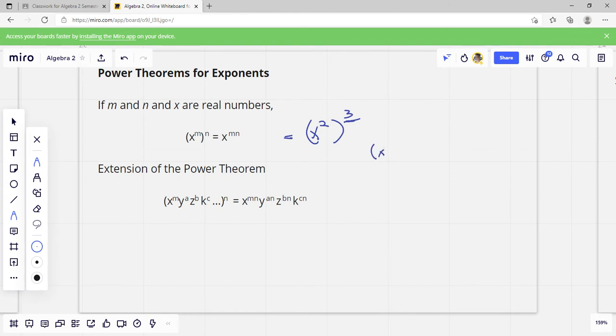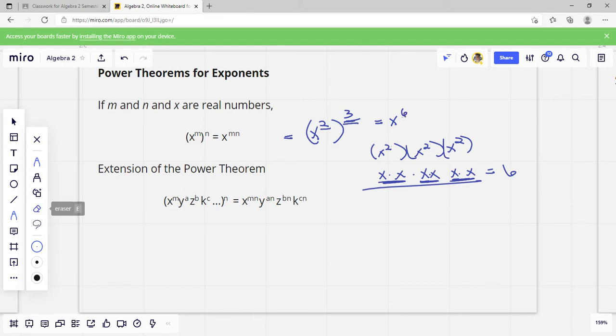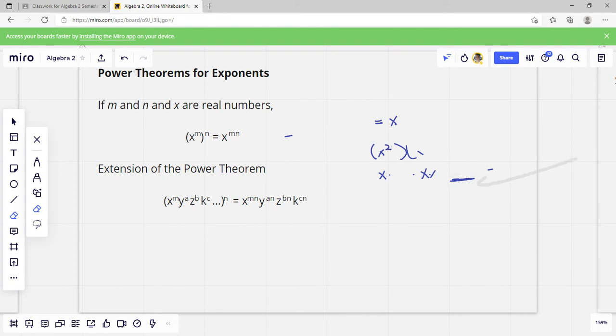So we're going to have x squared times x squared times x squared, right? Now if we write out these x squareds, that means x times x, and that one means x times x, and then this one means x times x. How many are we going to have? There's 2, and there's 2, and there's 2. It's going to be 6. So all we really did was multiply 2 times 3 equals 6. I'll do another example real quick with some other numbers.